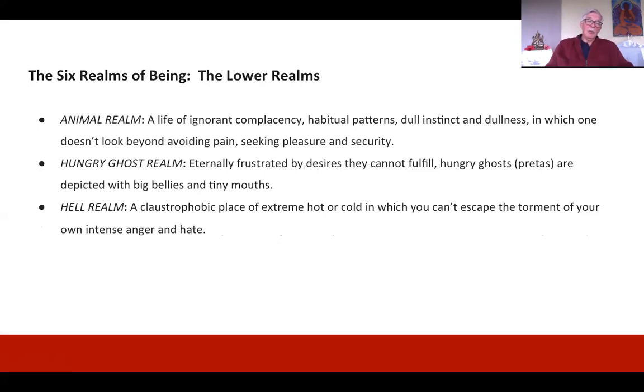What are the lower realms? The animal realm is identified with domestic animals, but I just think of it as living by instincts. People do this too. You know, you go in your little burrow, you come out, you hunt for food or a mate, the hawks are trying to get you, you know, and then you run and you hide.